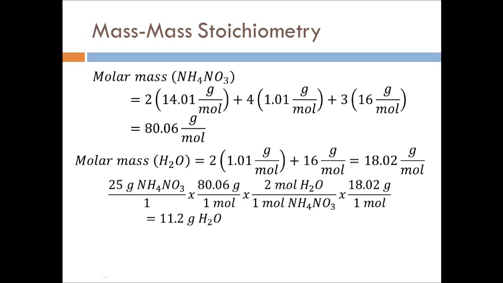We need the molar mass in this case of both things, so we're going to find the molar mass of ammonium nitrate first, since that's the first compound. We have 2 nitrogens, so twice the mass of nitrogen. We have 4 hydrogens, and we have 3 oxygens. That's going to give us a mass of about 80 grams per mole.